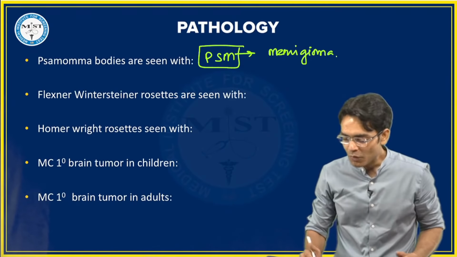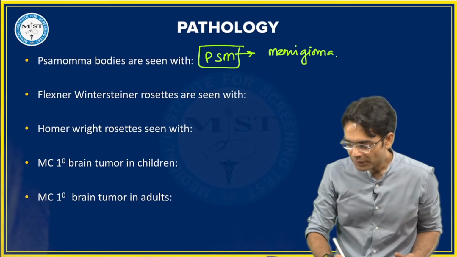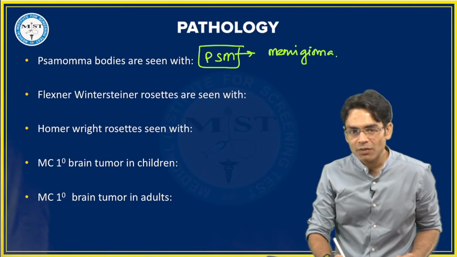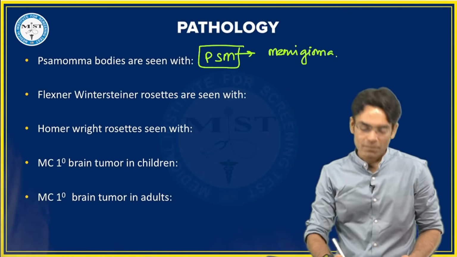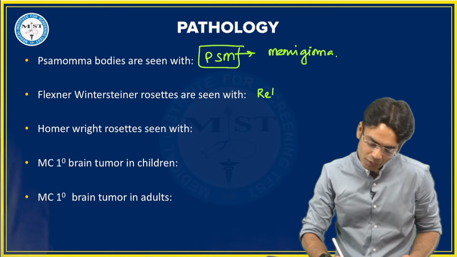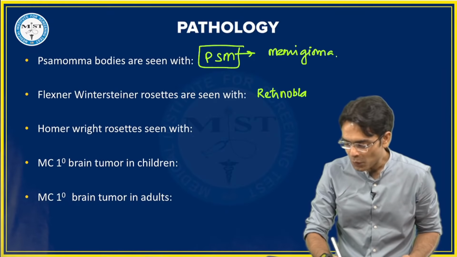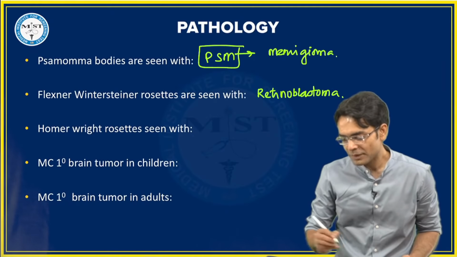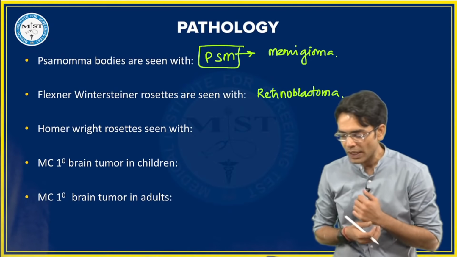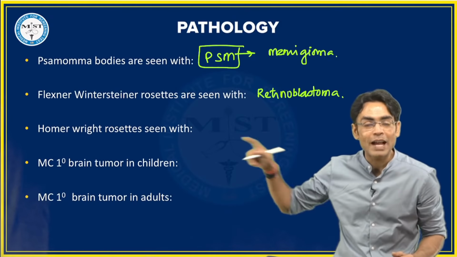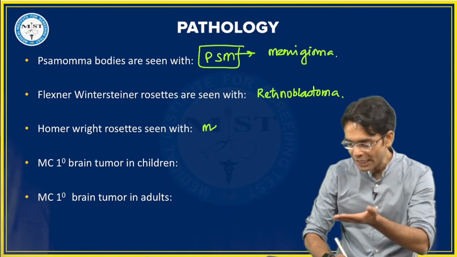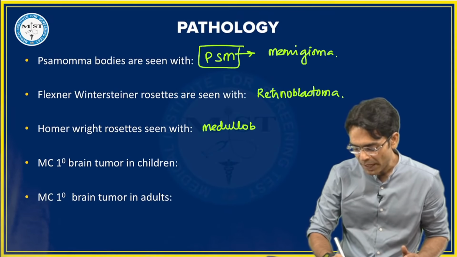Very good. Flexner-Wintersteiner rosettes, beta. What will these be seen with? Flexner-Wintersteiner rosettes. These are seen with. Wow. Thank you very much. It is seen with retinoblastoma. Ritz, Alia, Ritvik, Faizan, Shanti, thank you very much. Retinoblastoma. And Homer Wright rosettes, as you have already answered, are seen with medulloblastoma.